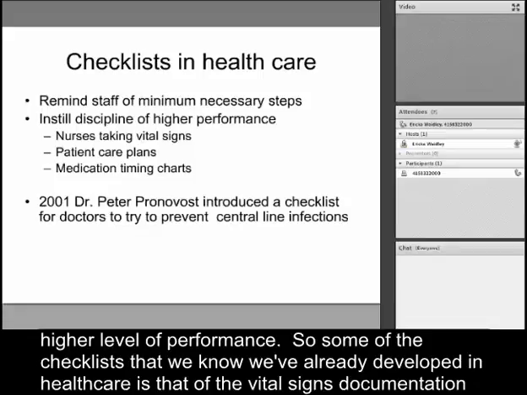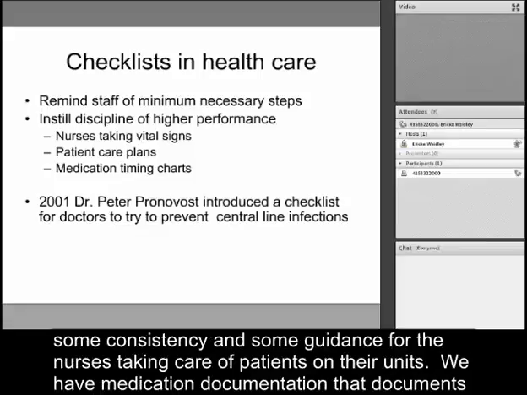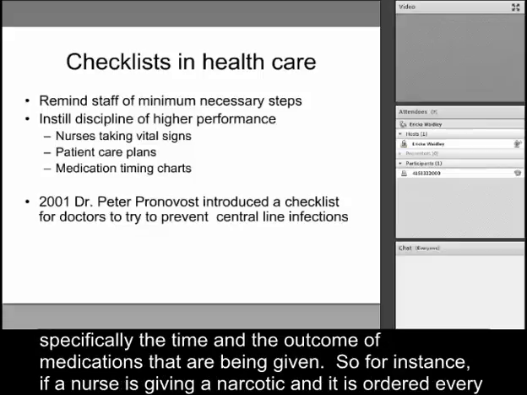So some of the checklists that we've already developed in healthcare are the vital signs documentation checklist. Patient care plans: we have standardized care plans now that try to get patient care, quote unquote, under control, so that there is some consistency and some guidance for the nurses taking care of patients on their units. And we have medication documentation that documents specifically the time and the outcome of medications that are being given.